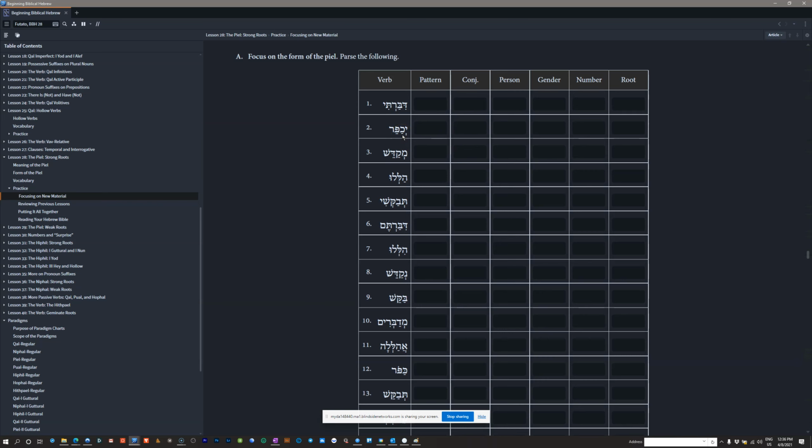Now, I still have to parse it out. I still have to figure out what is the person, gender, number. And in that case, I just do what I've always done. Yod in the imperfect indicates third masculine. If it has a suffix on it, namely shureq, then it's plural. If it doesn't, then it's singular. So that's pretty easy to parse. And then my root becomes kaf, pe, resh.